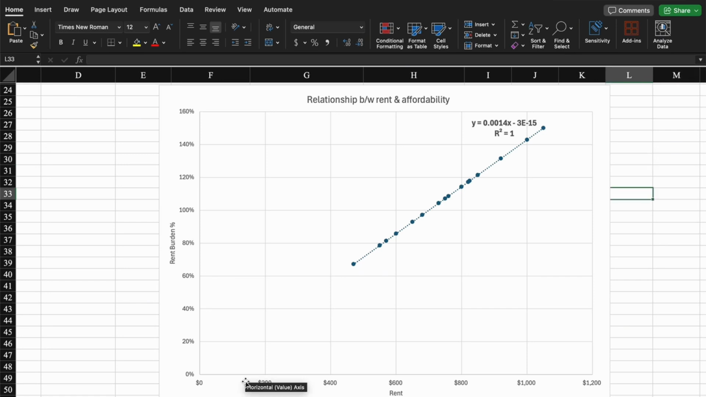A scatter plot is useful here because it shows us the relationship between two variables visually. Every dot is one suburb, the x-axis is rent, and the y-axis is the rent burden percentage. And the trend line cuts through the middle to show the overall direction.